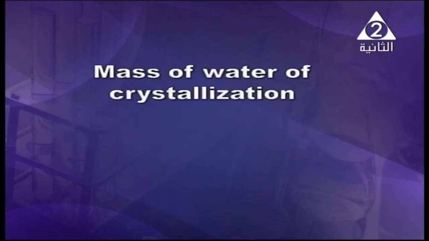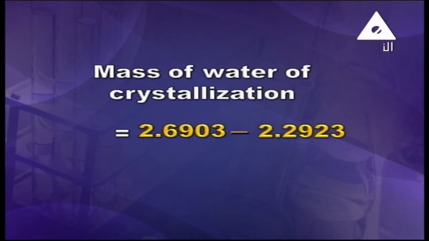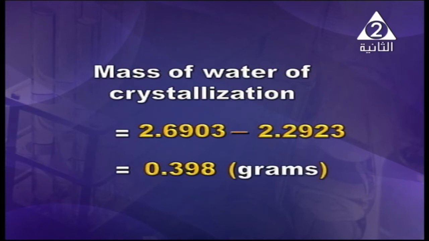Now, what about to start? The solution begins with the mass of the water of crystallization. Can I say 2.6903? He told me that. This is the mass of water, minus 2.2923. Why do I make that? The first number is for the whole mixture, the second number for the solid substance. The difference between them will be water. It equals 0.398. It means the mass of the water in grams.